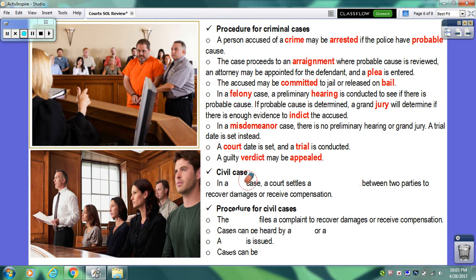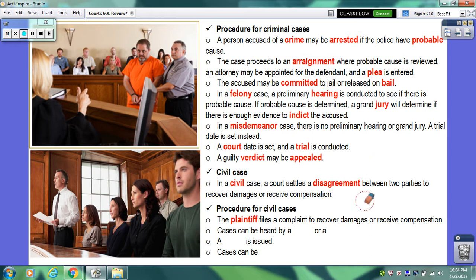So in a civil case, this would be the next procedure we're going to look at. Again, in a civil case, a court settles something called a disagreement, or a dispute excuse me, between two parties to recover damages or receive compensation. The procedure for civil cases is not quite as intensive as a criminal case. There are fewer steps because there hasn't been a crime committed. You're simply trying to resolve a dispute between two different parties.